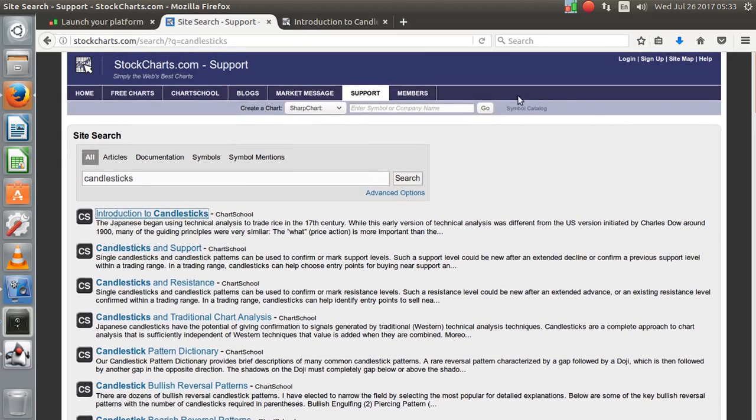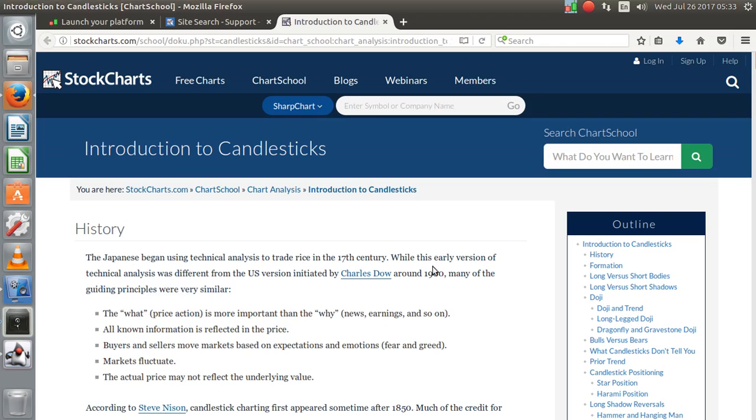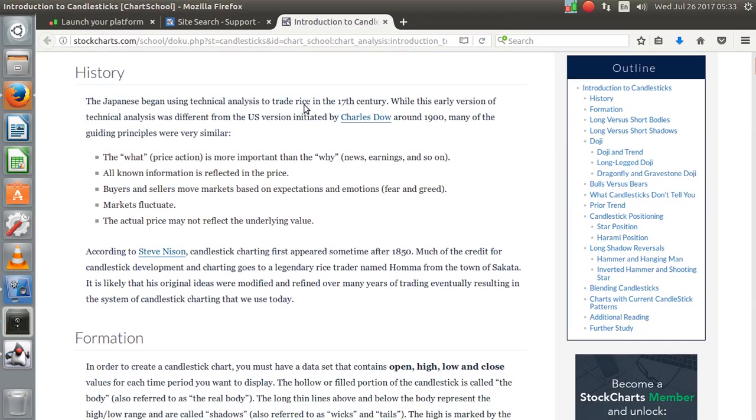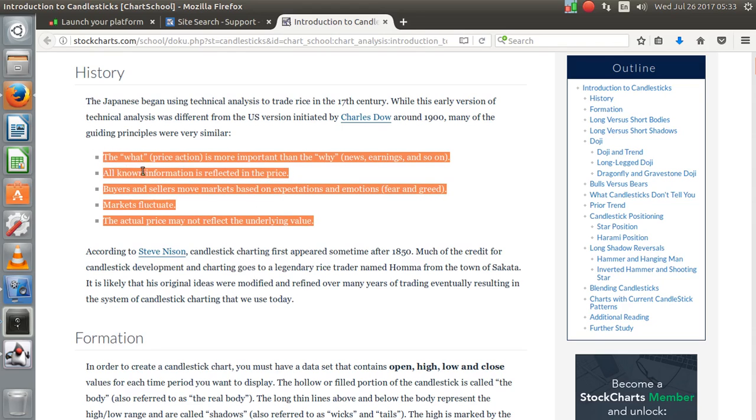Introduction to candlesticks. Okay. Like I said in the past, candlesticks are nothing new. They've been used since the 17th century for trading rice in Japan. And very similar to what we're talking about in technical analysis. Okay, let me highlight this here. The what, which is price action, is more important than the why: the news, the earnings, and so on. What happens with the price action is much more important than why it even happens.